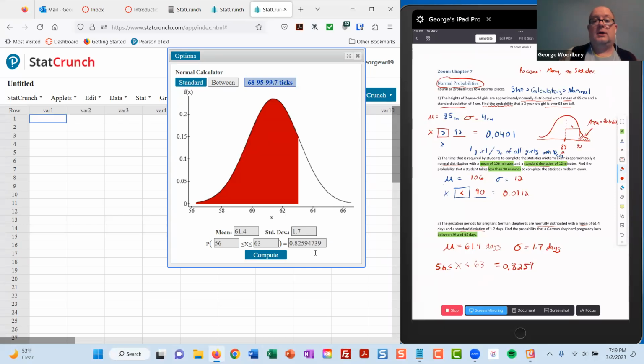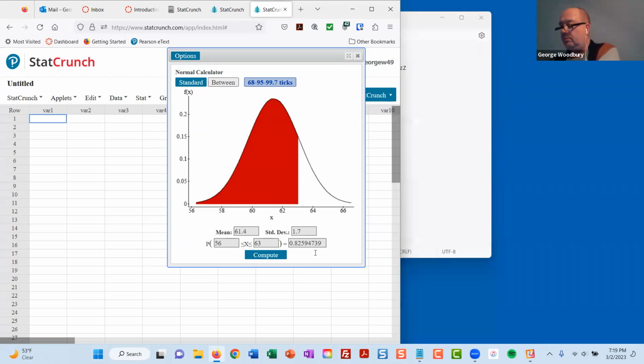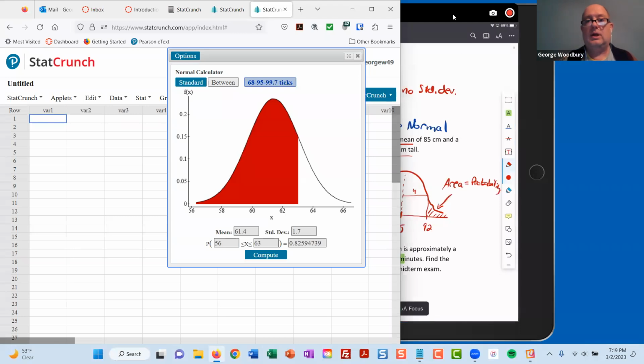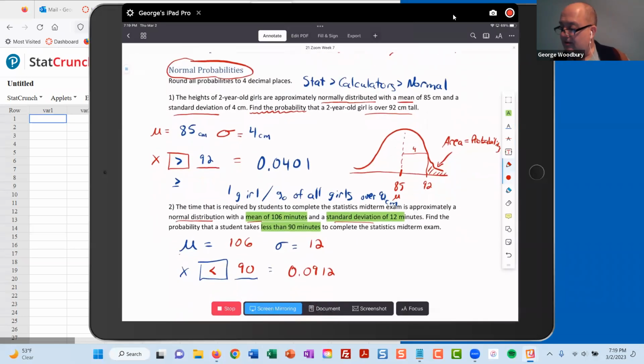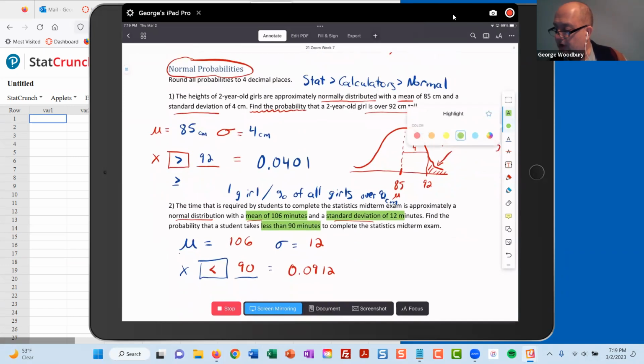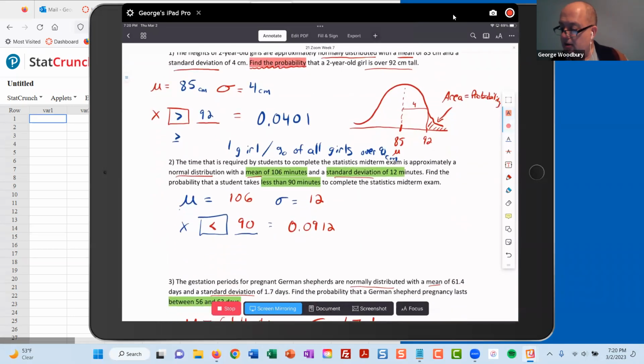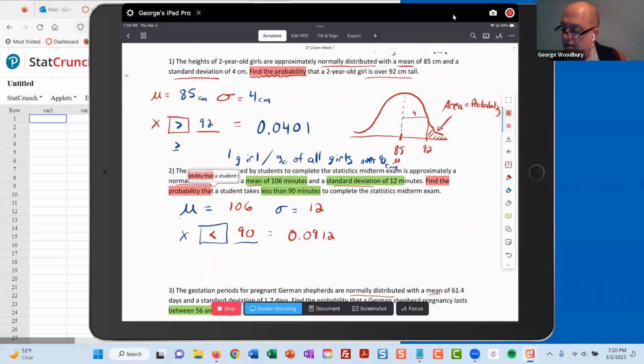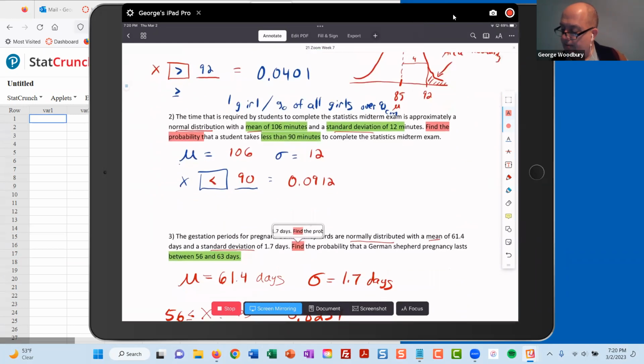Now, in these three problems that we just did, they all had the same phrasing. Let me change the highlighter. Find the probability. Find the probability, right? In each case, it's asking you to find a probability of a certain event happening.